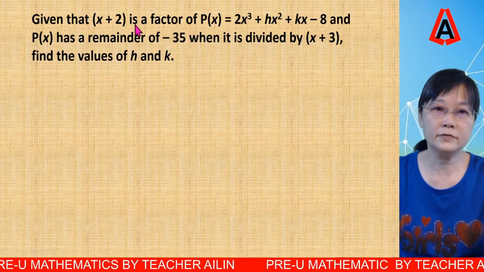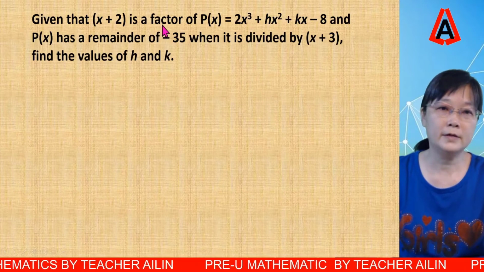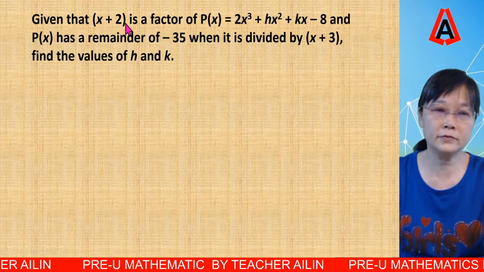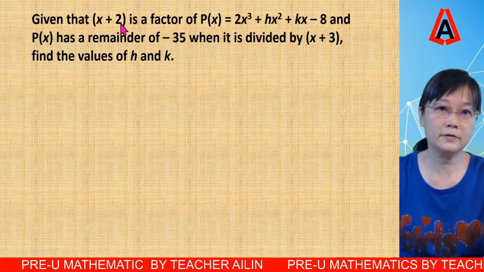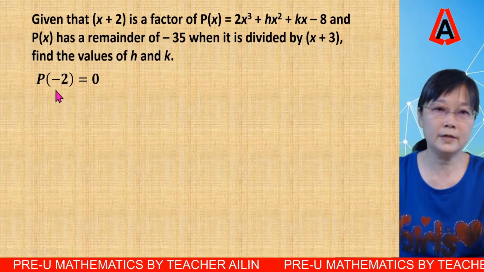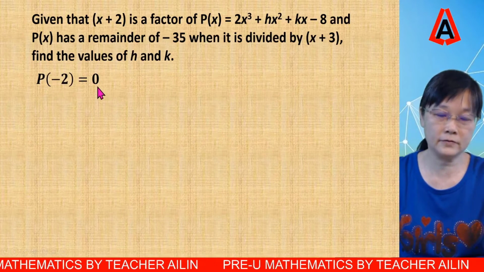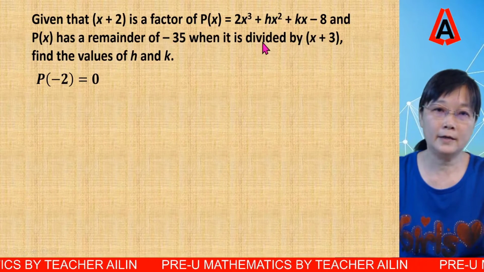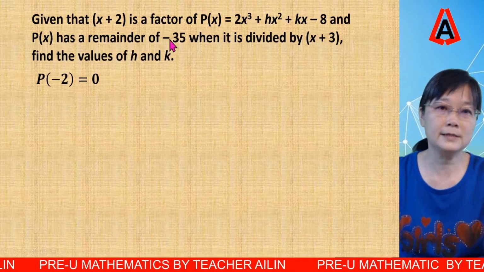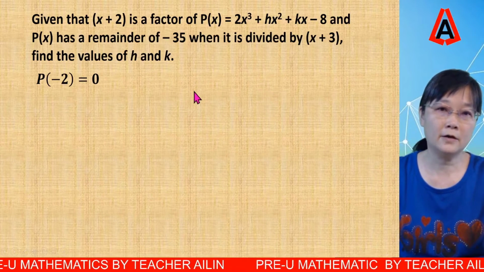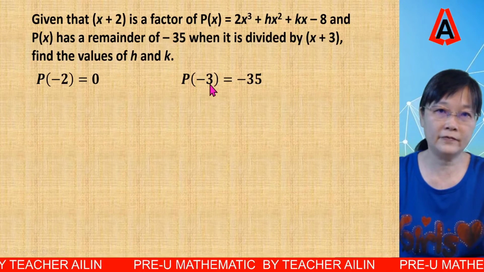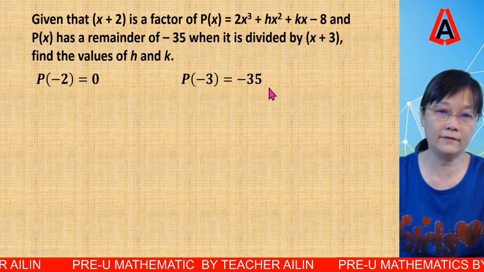Since x plus 2 is a factor, it means when the polynomial is divided by x plus 2, the remainder is equal to 0. So this can be written as p(-2) equals 0. And when the polynomial is divided by x plus 3, the remainder is negative 35. Based on the remainder theorem, this can be written as p(-3) equals negative 35.